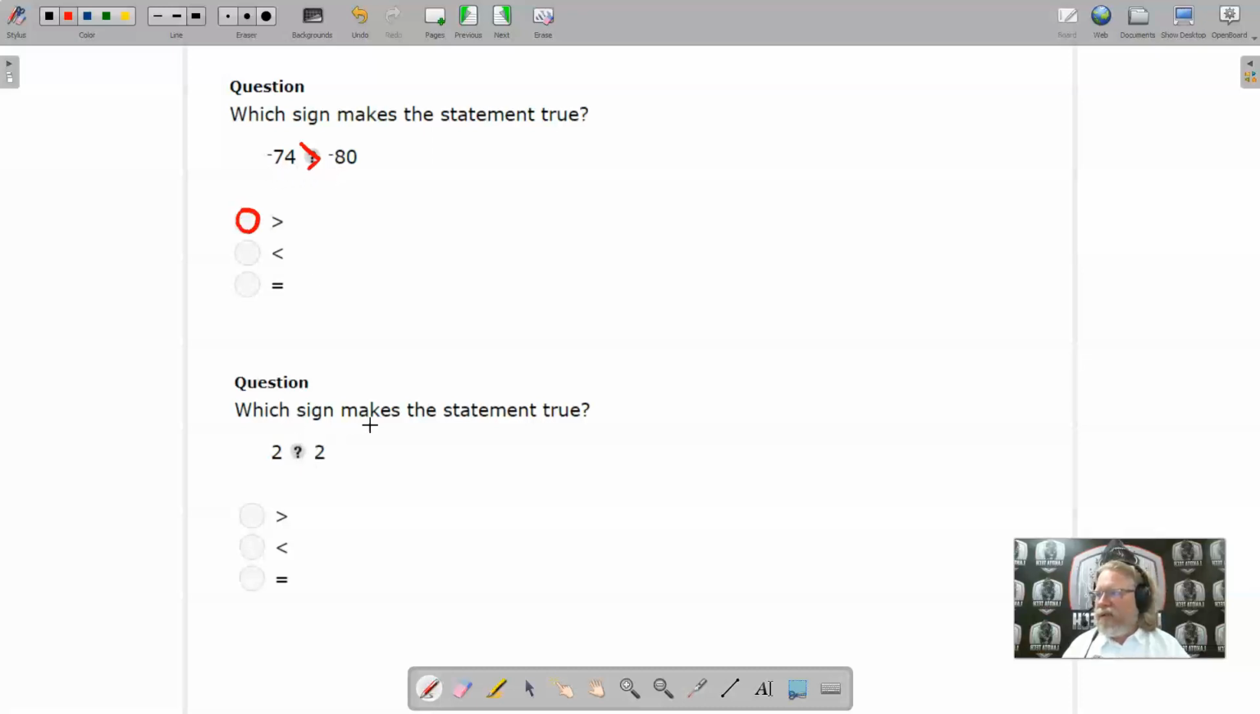On the next one, which sign makes the statement true? Well, we have 2 and 2. And, well, that's easy enough. We know that these are equal to one another, so we're going to select the equal sign.